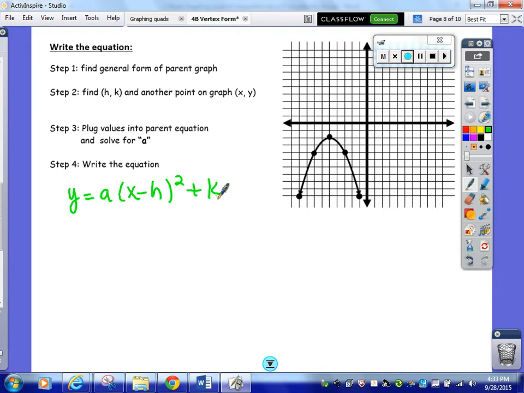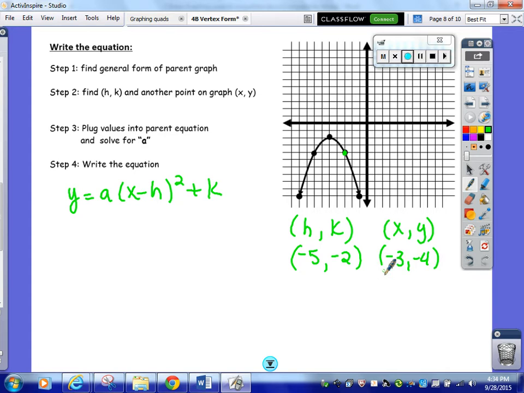All right, we need to find h and k. So in this case, my vertex, what is it? 1, 2, 3, 4, 5. It's -5, -2. And then I just need another point on my graph, some other point. All right, I'm going to use this one. So what's that? -3, -4. All right, see where I'm going with this?